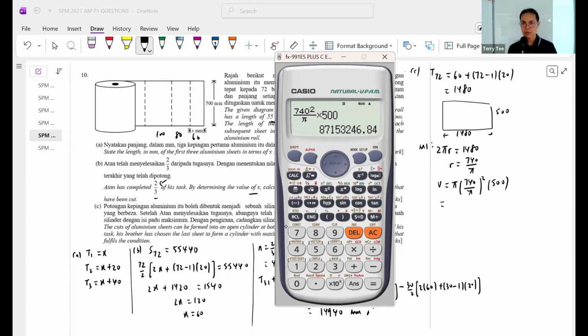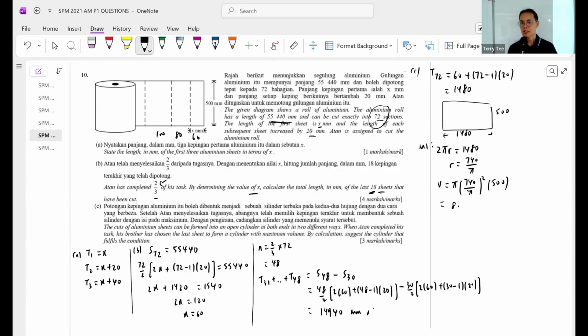Yeah, I think I'll just use this. Okay, so 87 million, or can we change to standard form? Yeah, I think standard form is easier, otherwise the number is very big. So you switch to decimal point, it is 8.715 times 10 power 7. 8.715 times 10 power 7 mm cube. Okay, this is method 1.